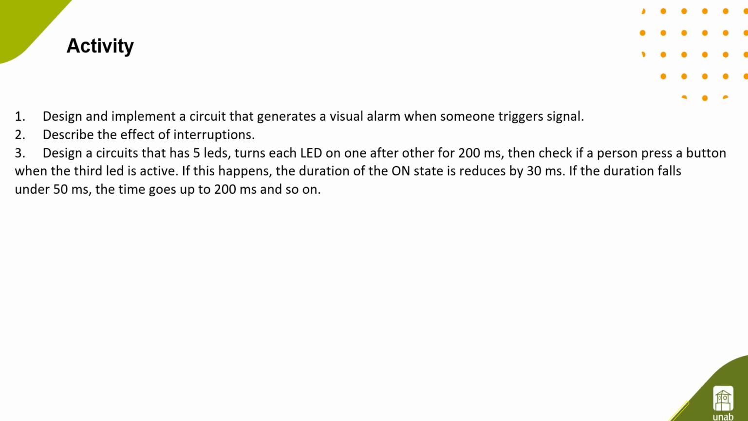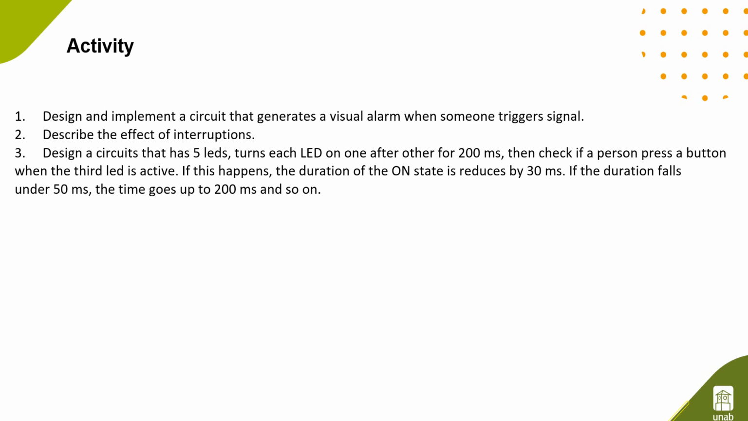And finally, as the proposed activity, I want you to design a circuit that has 5 LEDs. The circuit has to turn on each LED one after the other for 200 milliseconds. Then, if a person presses a button and the LED that was turned on was number 3, what will happen is that the flashing time is reduced by 30 milliseconds.